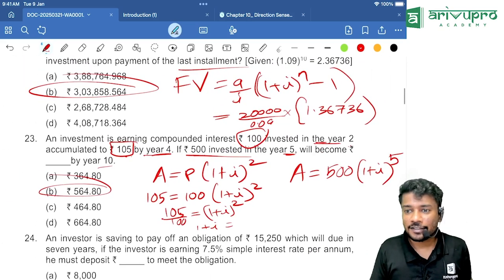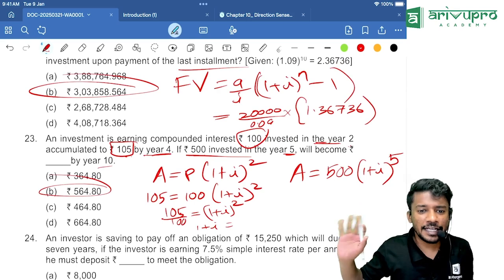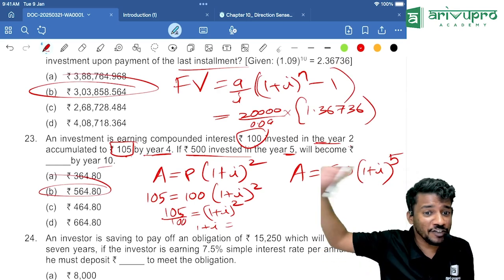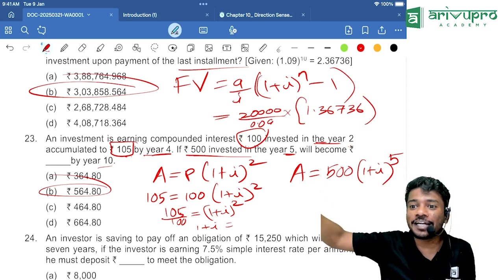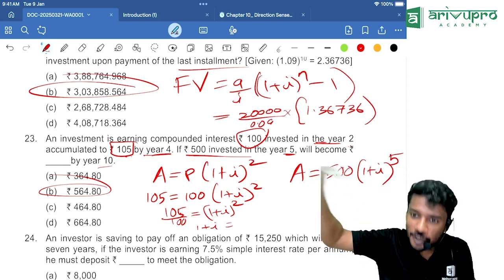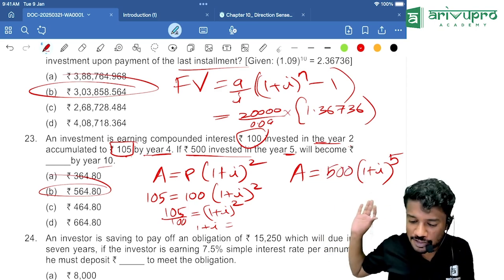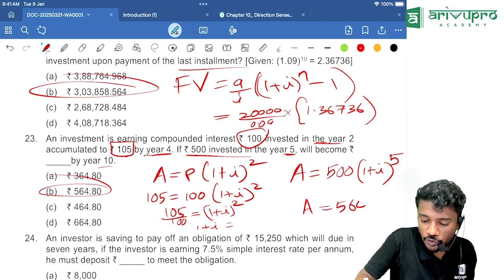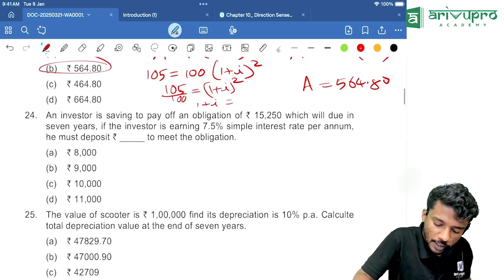Got the idea? So don't panic. Don't go and find the value of I and all. Don't waste your time. We don't want I, we only want 1 plus I. Wherever we go, we always want what? 1 plus I. Any doubt in that? So A is equal to 564.80. Now the next question.